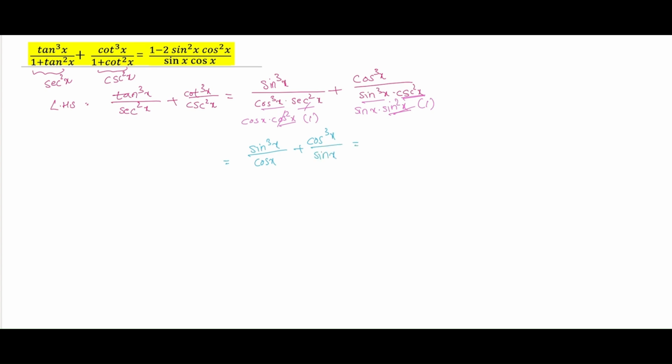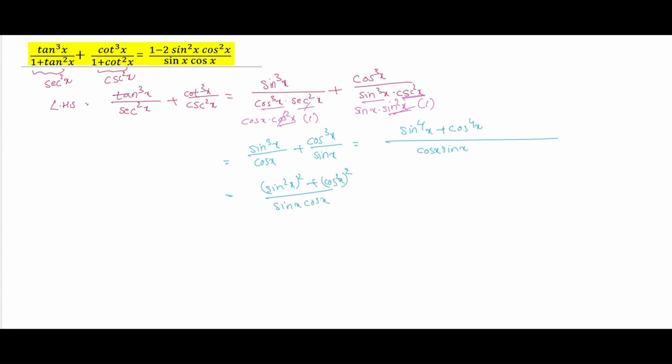Now take the LCM, it would be cos x sine x. So we'll have cos x sine x in the denominator and in numerator sine power 4x plus cos power 4x. The sine power 4x can be written like sine square x whole square plus cos square x whole square, upon we have sine x cos x here.